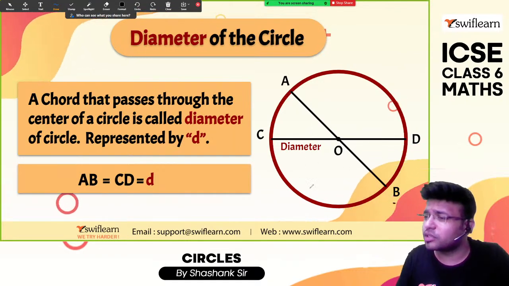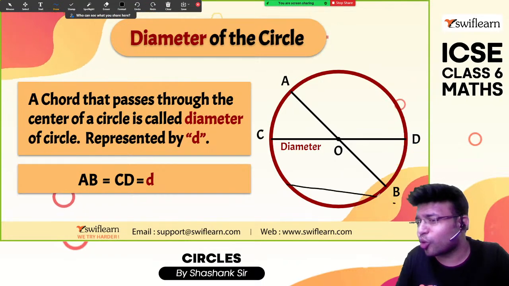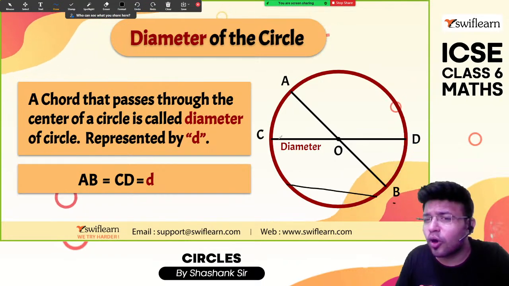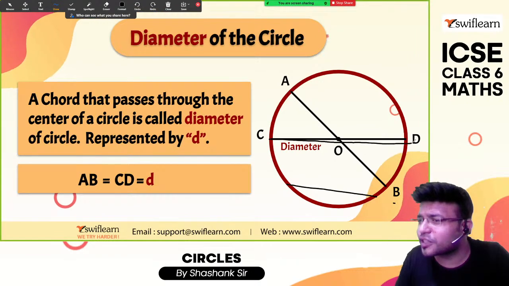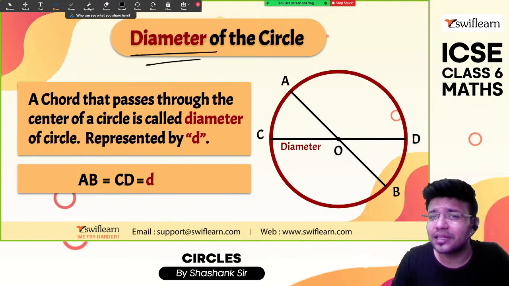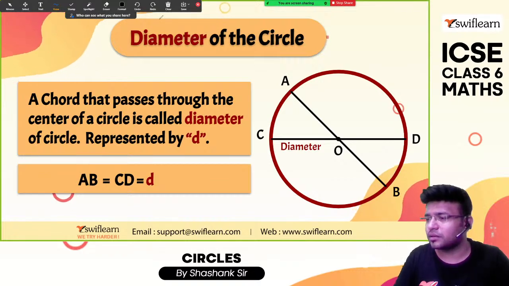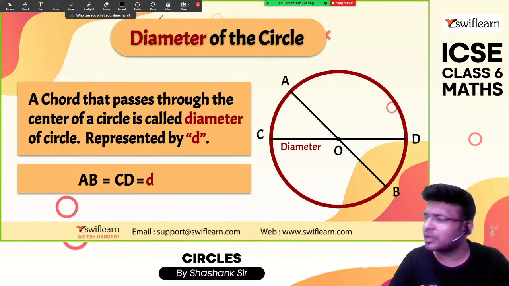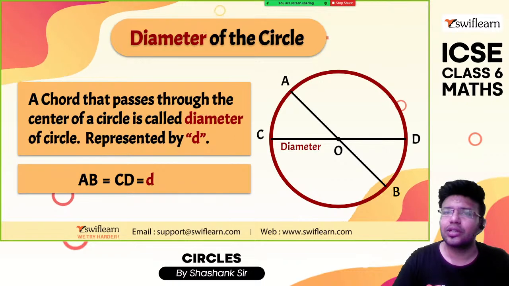You understood what a chord is first, which touches any 2 points on the circle. Now, if this chord passes through the center of the circle, that special chord is known as the diameter. Got this? Understood? Yes. Okay.